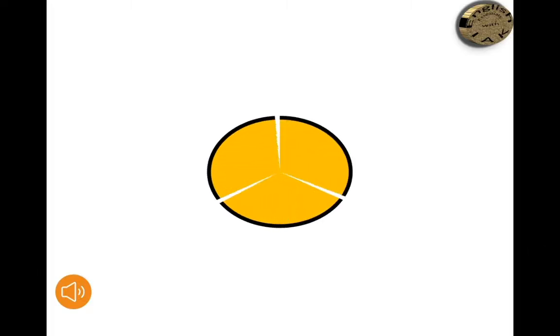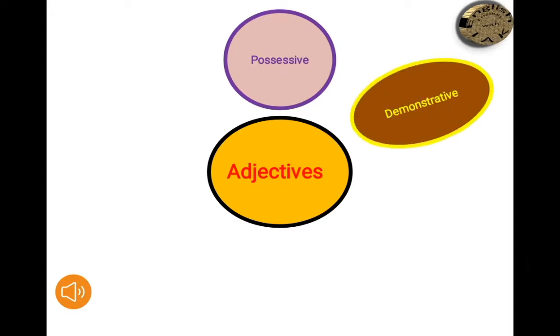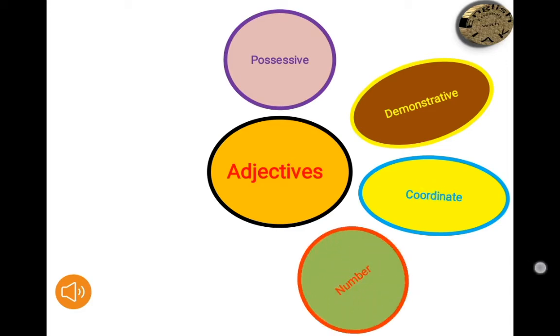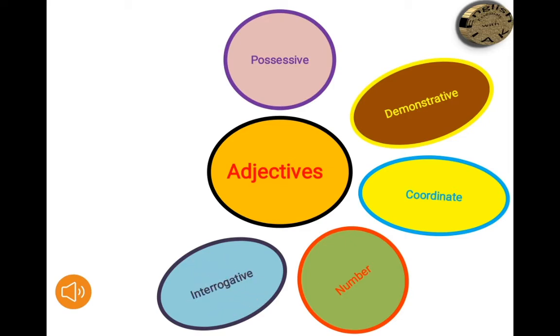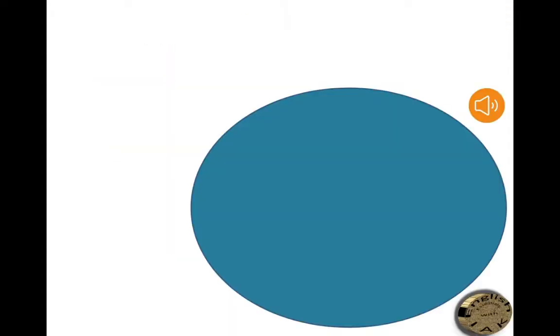So here is our first slide. Adjectives. Now, there are different kinds of adjectives like possessive, demonstrative, coordinate, number, interrogative, indefinite, and finally attributive. So we begin with the first type and we'll discover what it is.